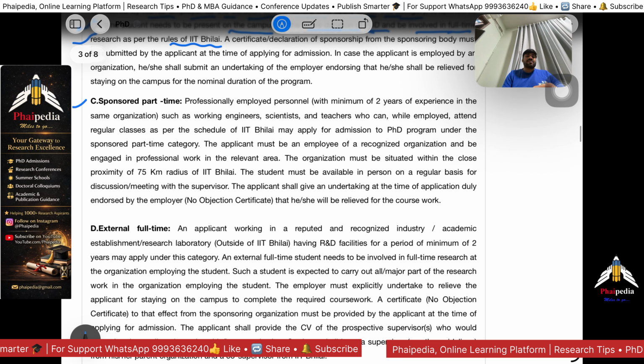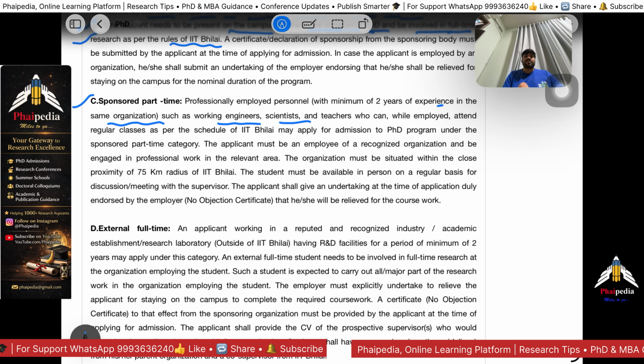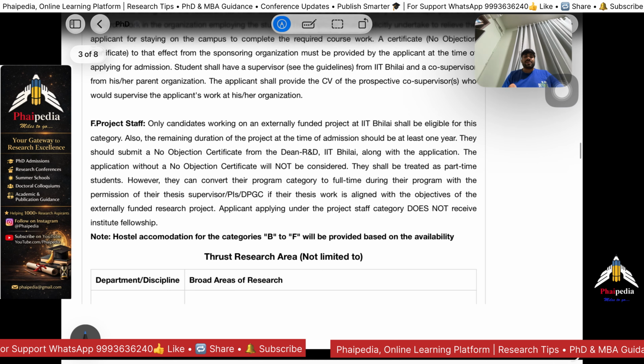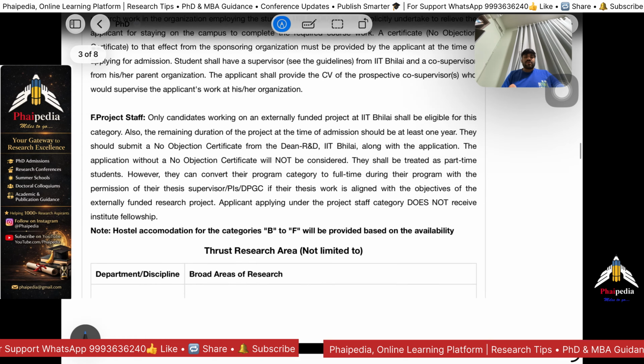So the third one is sponsored part-time. Professionally employed personnel with a minimum of 2 years of experience in the same organization, such as working engineers, scientists, and many more, can come in this category. So these are the things you can take a screenshot of and read. I'm not going into detail.